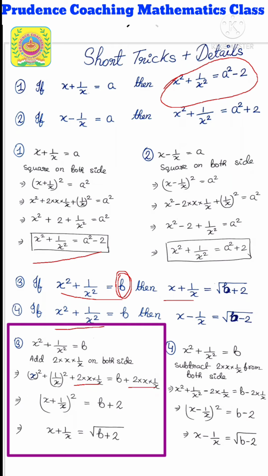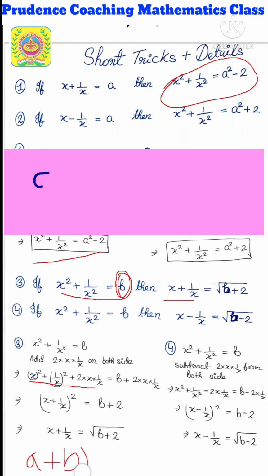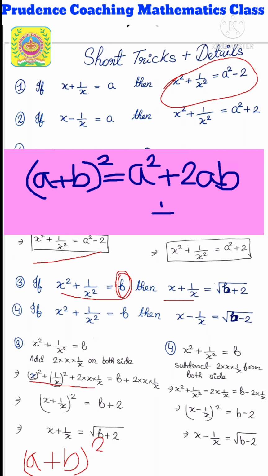So here we are getting x square plus 1 by x the whole square plus 2 into x into 1 by x. If we see, this is the formula of a plus b the whole square, where a is x and b is 1 by x. So we can write this thing as x plus 1 by x the whole square, and here this x and this x will be cancelled, we will get b plus 2.